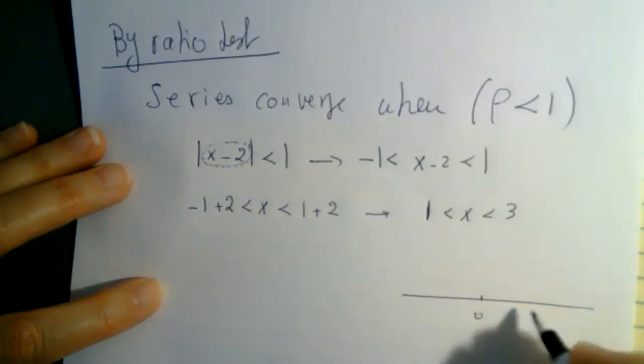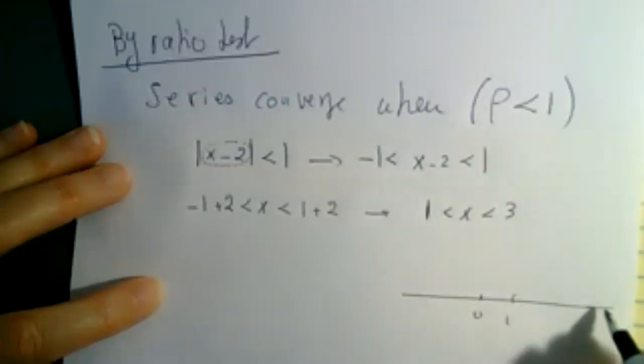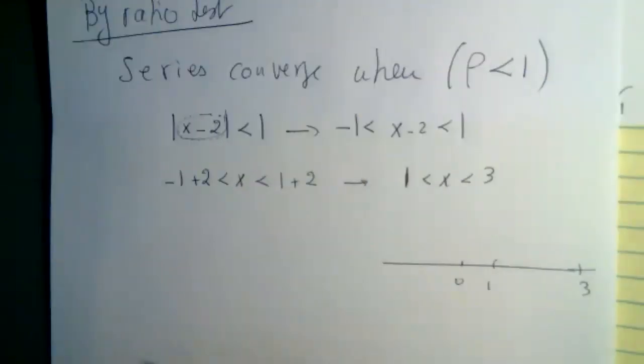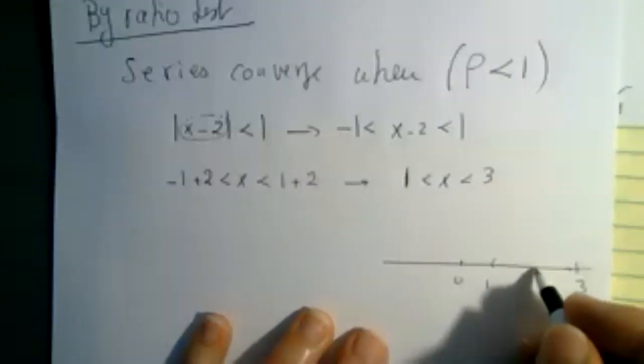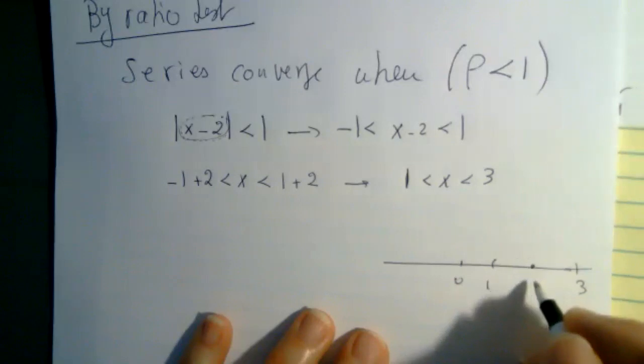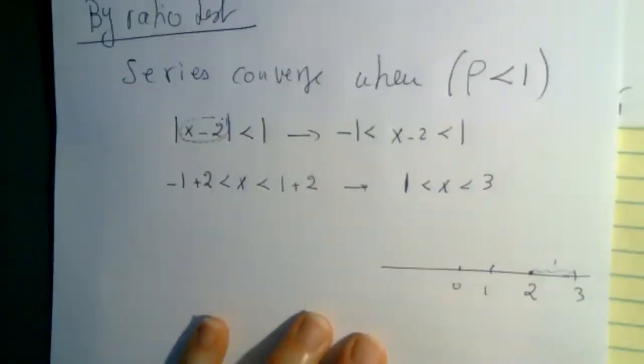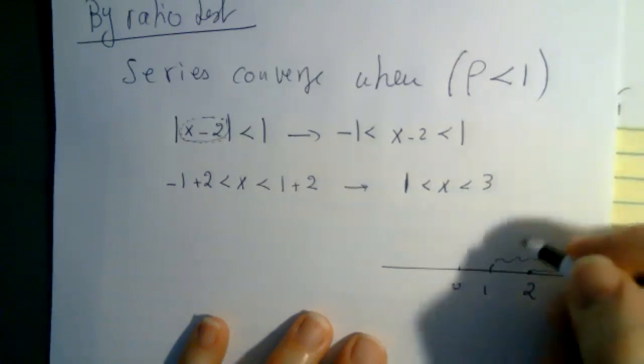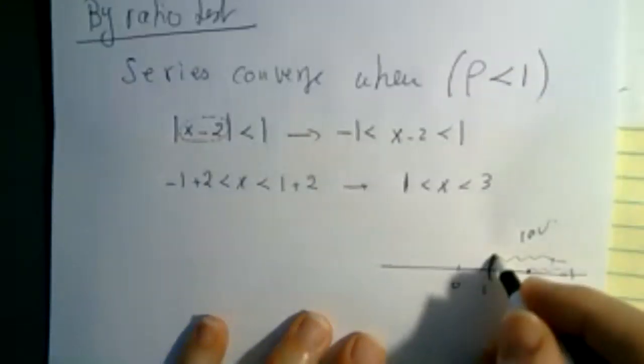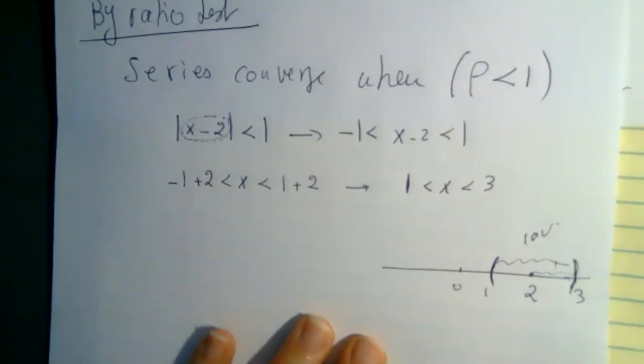This is my 0, this is 1, and this is 3. My x should be somewhere here. Now the center of this interval is actually the 2. And so my series is going to converge between 1 and 3.